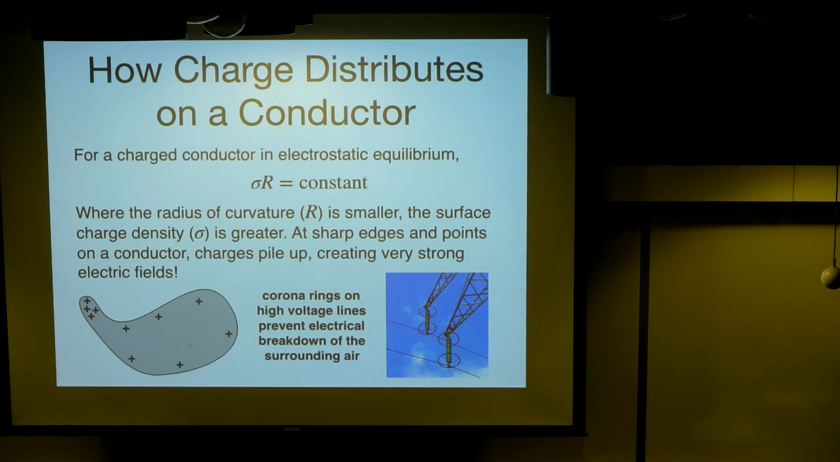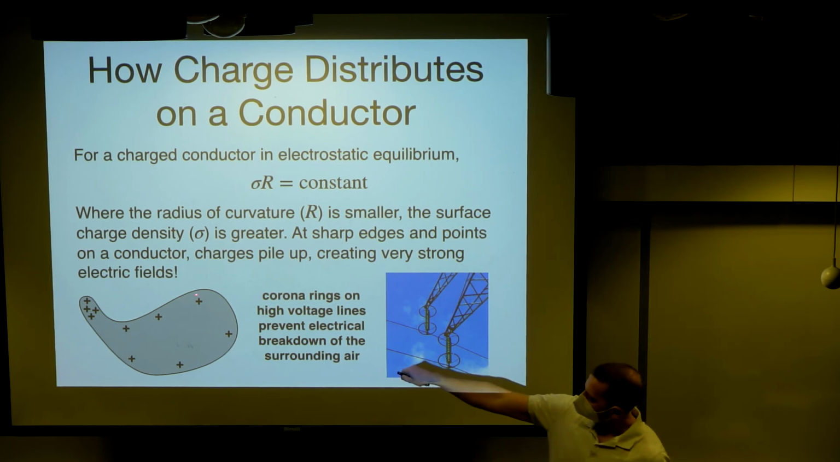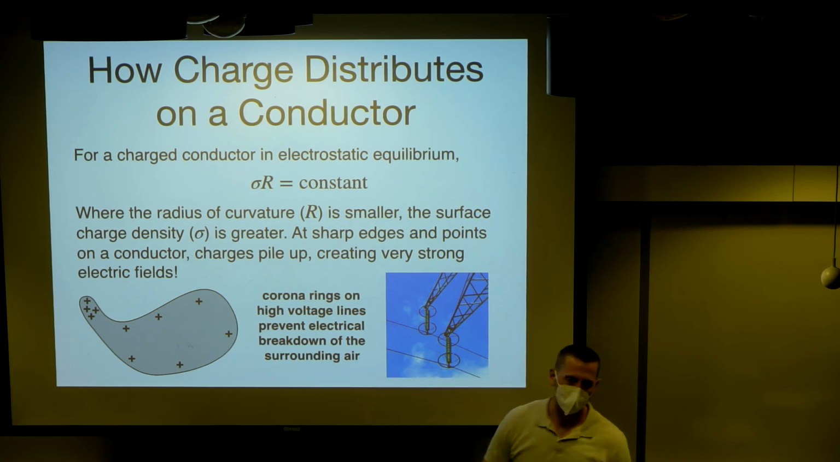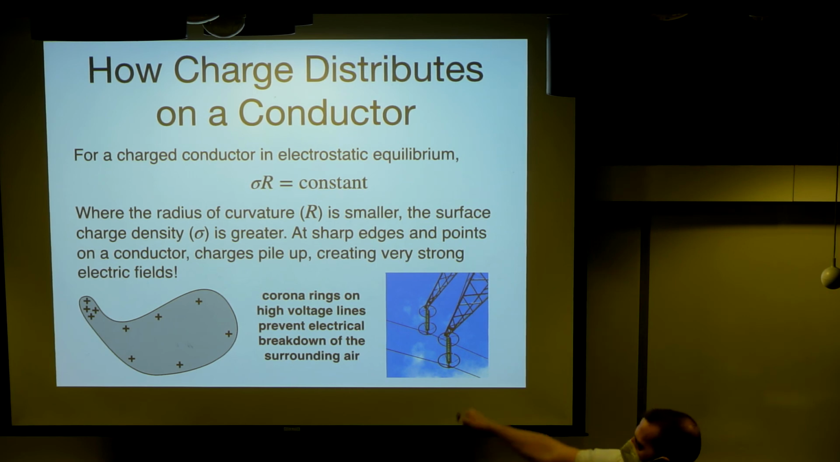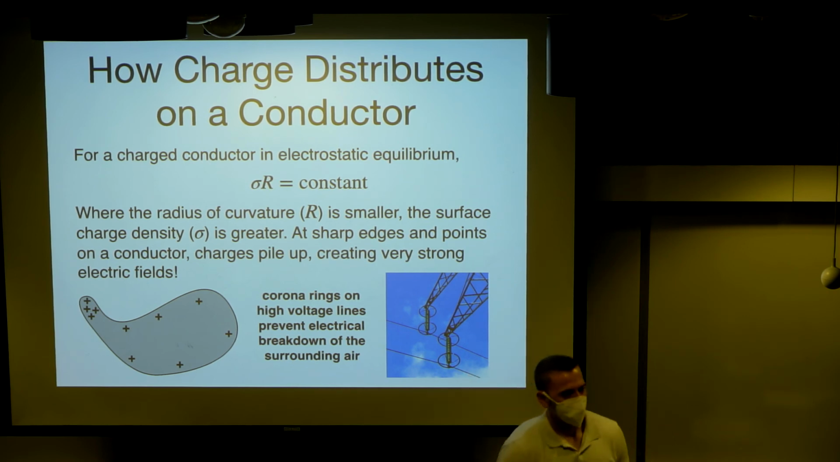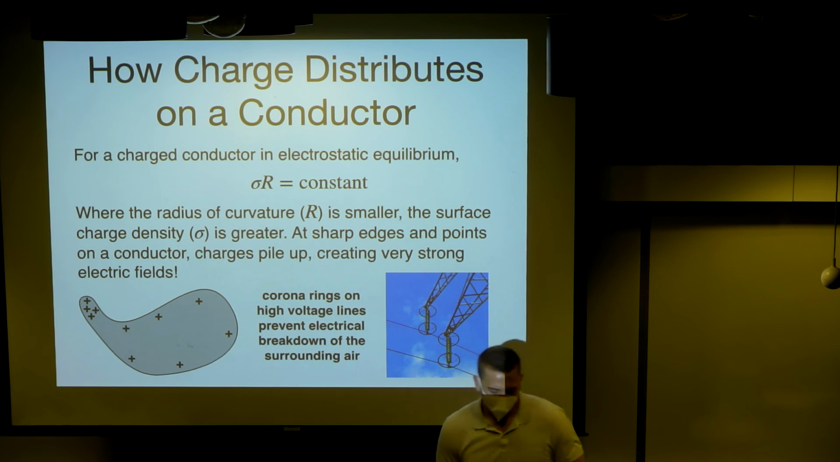So if we have some kind of charged conductor in electrostatic equilibrium, again, that just means charges are not moving around, they're staying still. This quantity, sigma times R, remains a constant. And let's try to think about what that means, okay? So as an example, take this crazy shaped conductor right here. Imagine there's some kind of charge on it. Let's just say it's net positive charge, for example, okay? What we're saying is sigma times R is constant for this conductor.